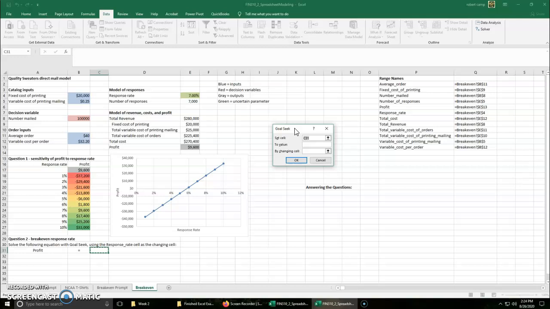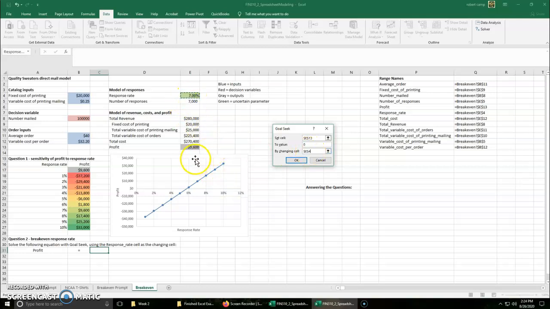So we've only got 3 questions in this. We have a cell that we need to set to what value by changing what cell. So the cell that we're trying to set is profit. I want Excel to vary around with the equation to change that profit to a certain number. And that number in this case will be 0. So what I'm telling Excel is I want to know what I have to do to get 0 by changing what cell. And the cell that we're going to change is the response rate.